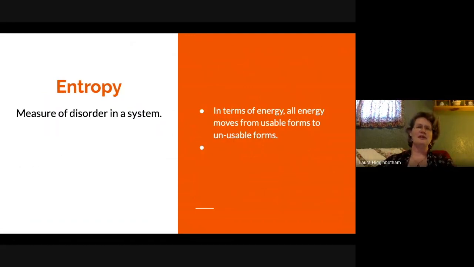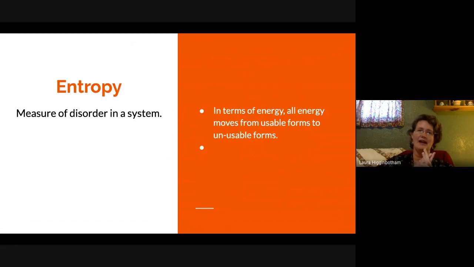Now, you'll hear this word entropy once in a while. Entropy is a measure of disorder in a system. In any system, to make it nice and neat and orderly, you have to do work. Think about cleaning your room. It takes a lot of work to clean your room.